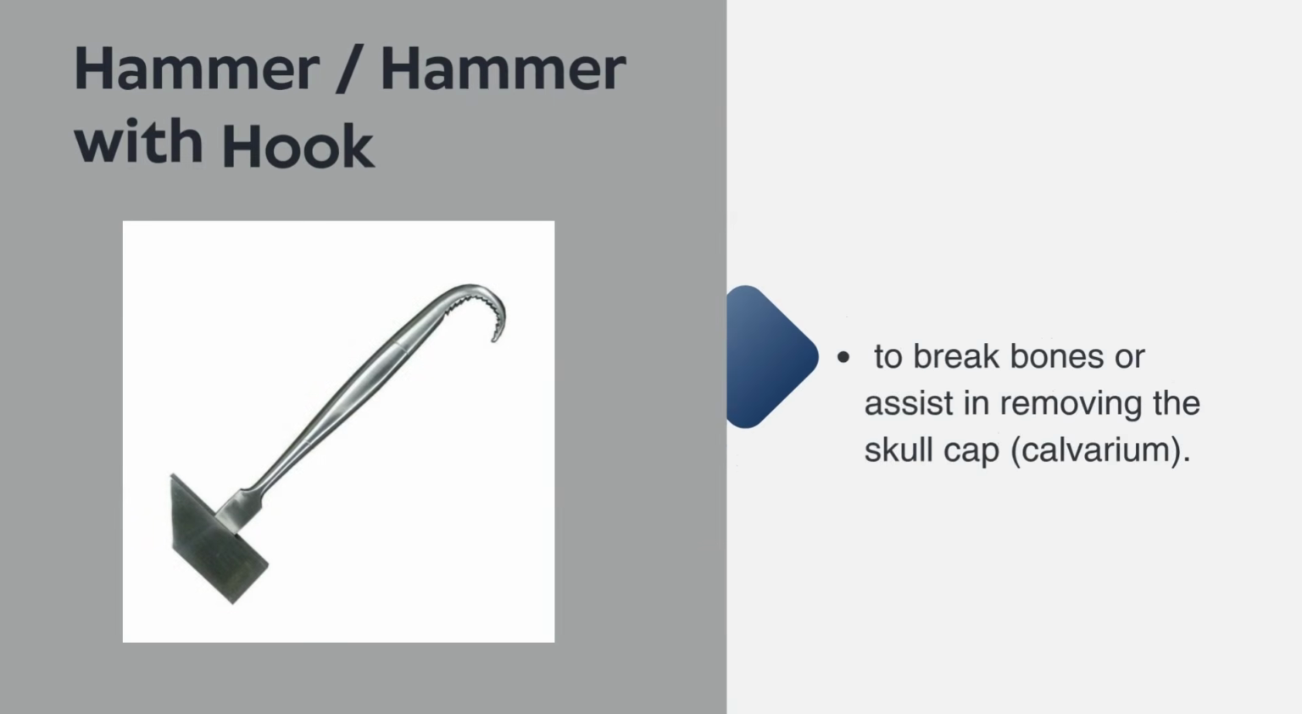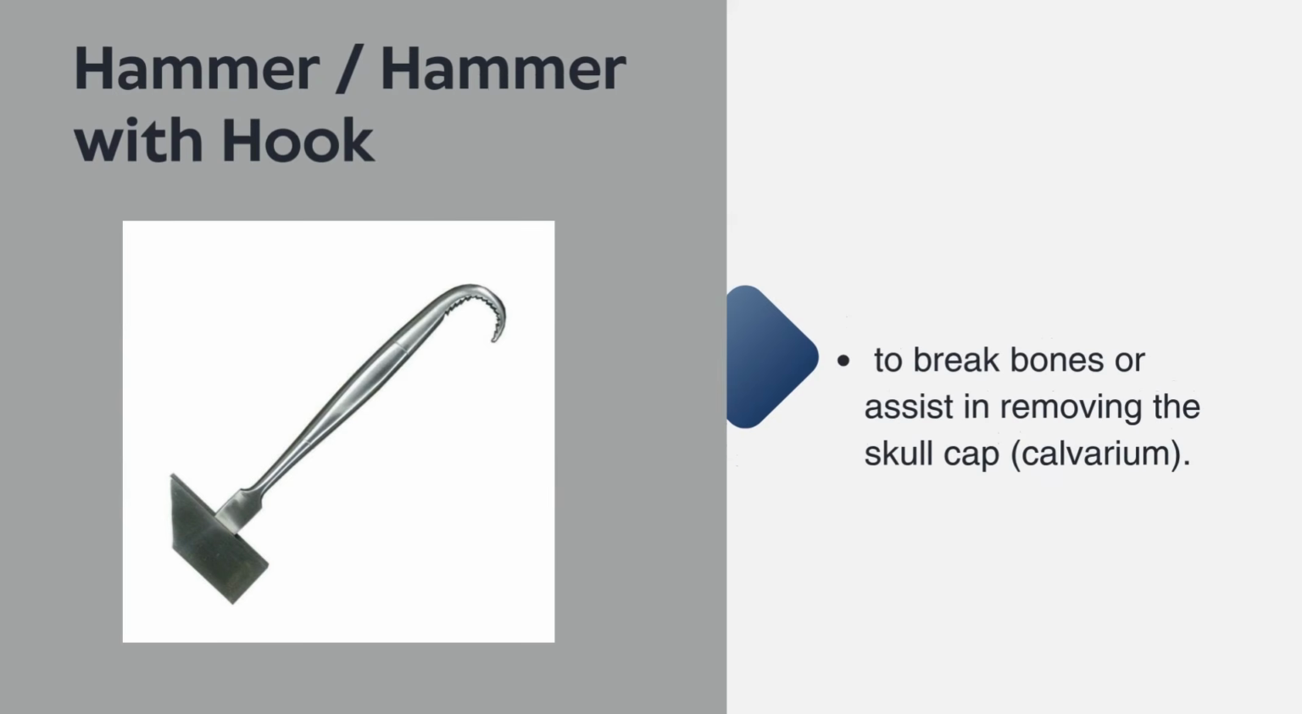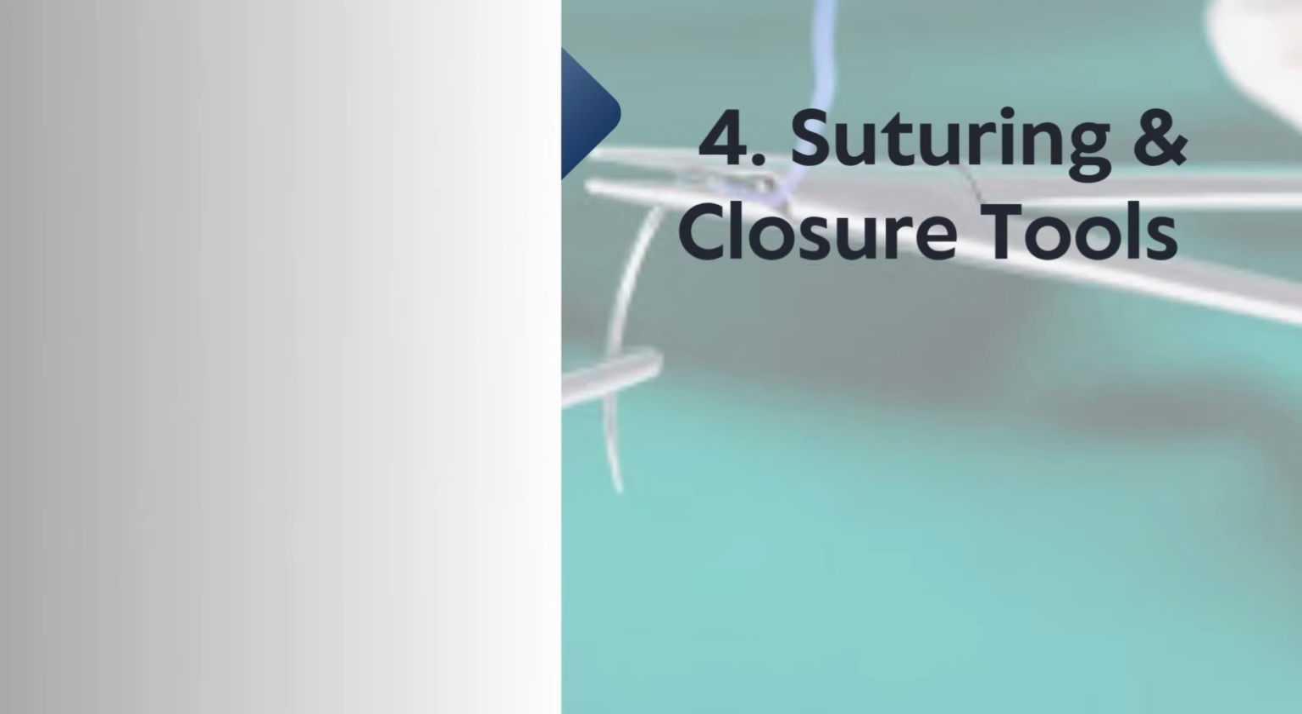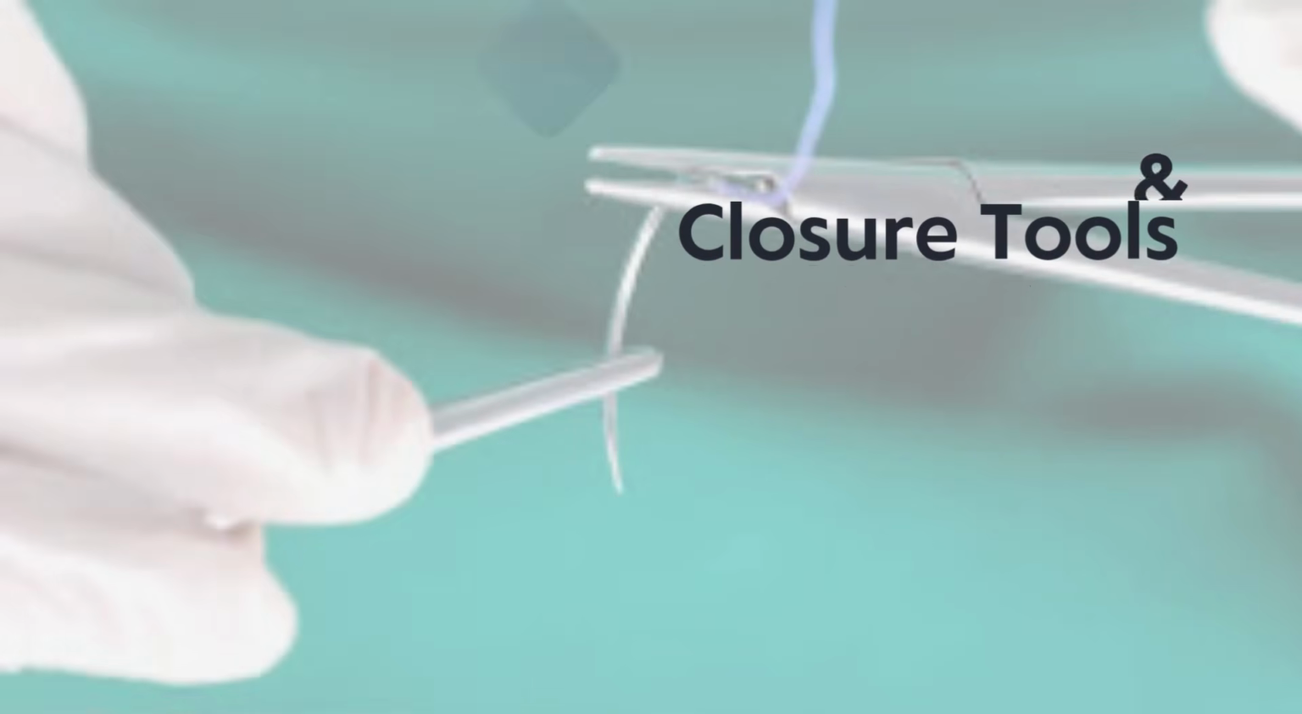Now comes hammer or hammer with a hook. So it is basically a standard autopsy hammer that is used along with a chisel to break through or remove bones, especially the skull or sternum. It's a heavy, blunt tool that provides the force needed for bone splitting. Now we will discuss some suturing and closure tools.